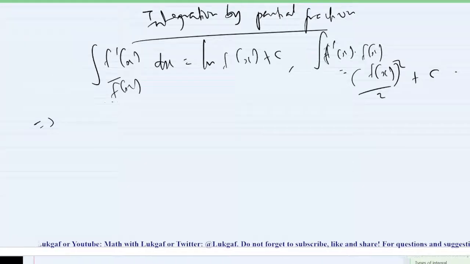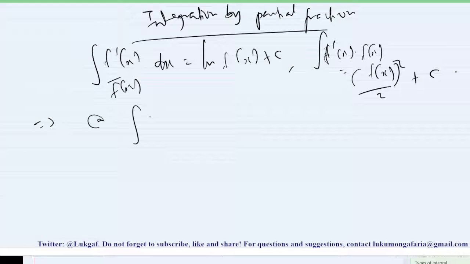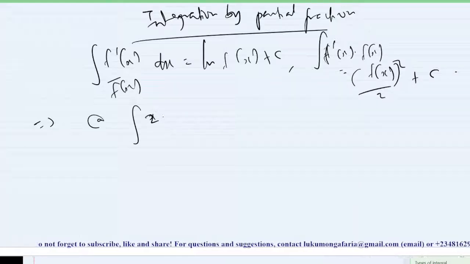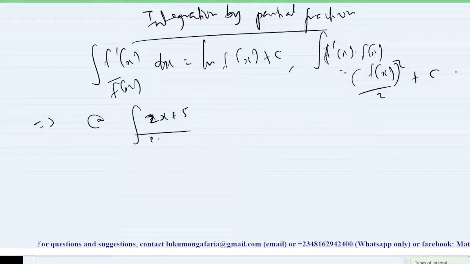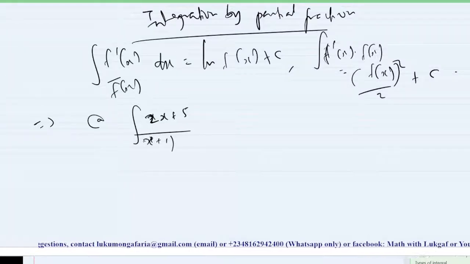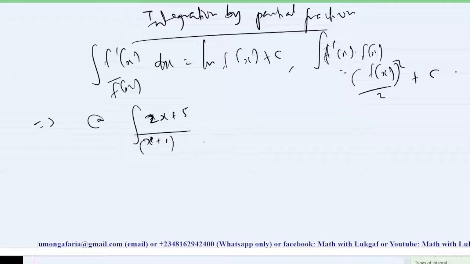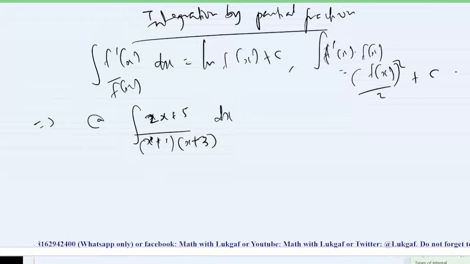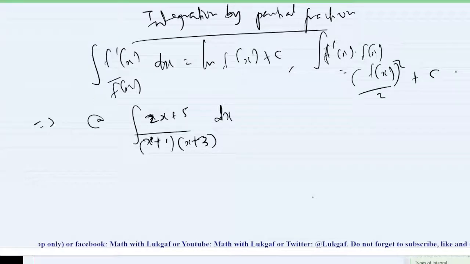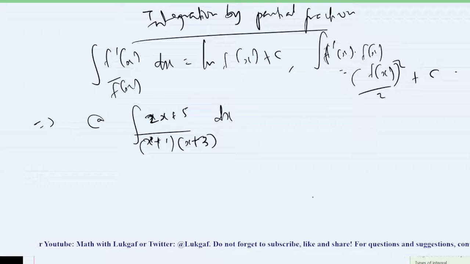So if that is understood, let me give you an example so that it leads to integration by partial fraction. Suppose you want to integrate this integral, 2x plus 5 divided by (x plus 1)(x plus 3), with respect to x. Now let me ask you, if you differentiate the denominator here, are you going to have the numerator? It is not possible.